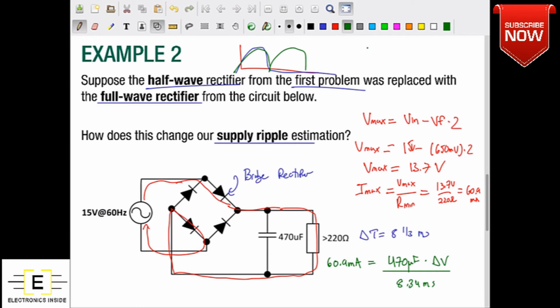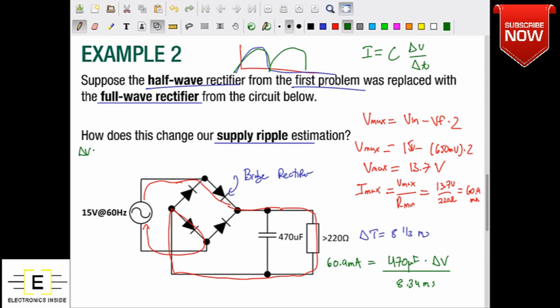And remember, this just came from the fact that we were saying the average current, which we know is 60.9 milliamps, is equal to the capacitance times the change in voltage over the period of time that we're looking for. So we plug in here, and then we can actually solve for delta V. I'm a little bit running out of space, so I'm going to write this over here.